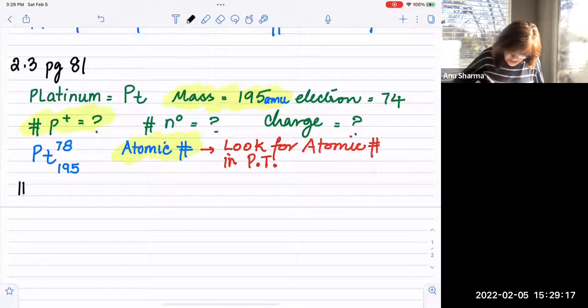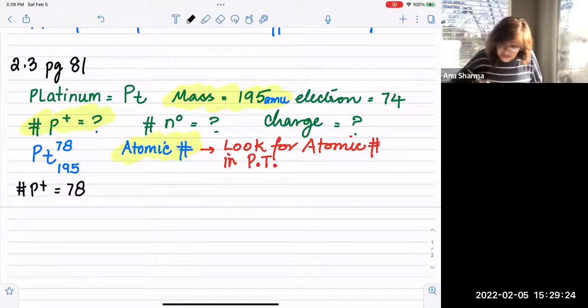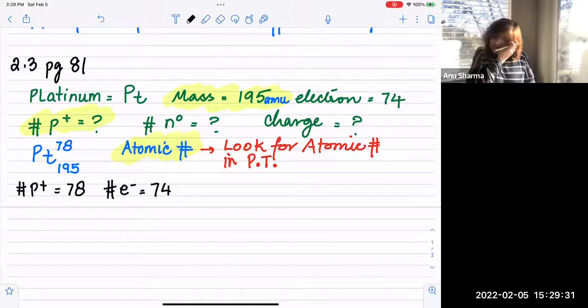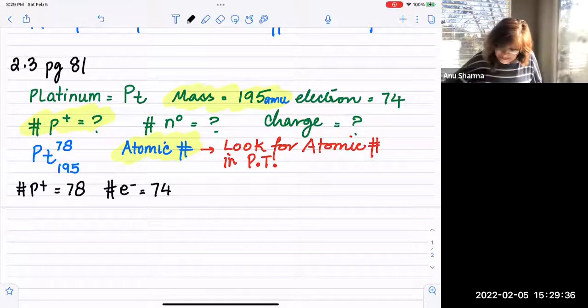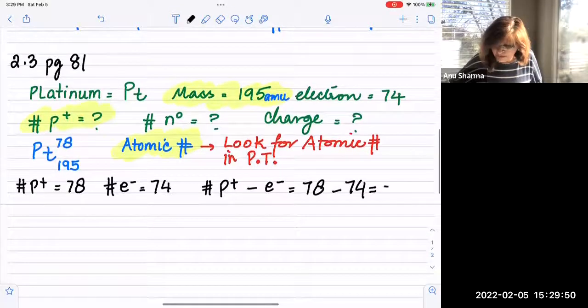So the number of protons is equal to 78, right? And we have the number of electrons that are already given, which is 74. So we clearly see that there are fewer electrons than protons. So the number of protons minus the number of electrons is 78 minus 74, and that is a positive number, +4.